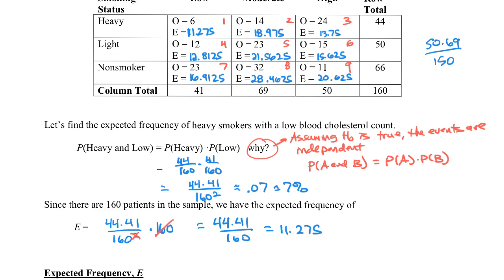So go ahead and fill these numbers in, and make sure you know where they're coming from, just so you have a good understanding of what we're doing. So we fill all these numbers in. Which one's fairly close? Well, this one's pretty close here, right? We observed 15 of these patients who were light smokers with high blood cholesterol count. If they were really independent, we'd expect to see 15.625. So this is pretty close, right?